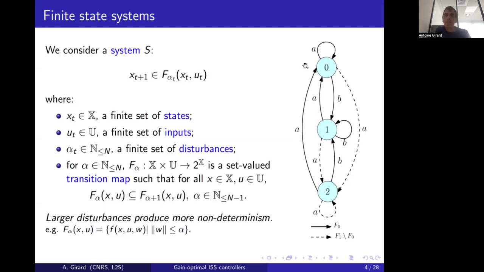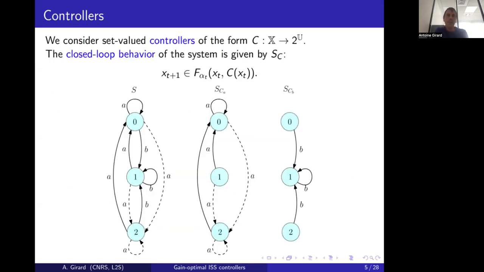And then we have two types of edges. Here it's the case where n equals 1, meaning we have only two levels of disturbances, 0 and 1. The plain edges represent the low level disturbances, so this is the nominal behavior. And the dashed edges represent the additional transitions that we get for higher disturbances. Okay, so that's the type of system that we will consider.